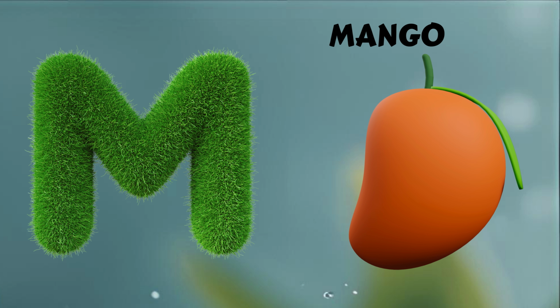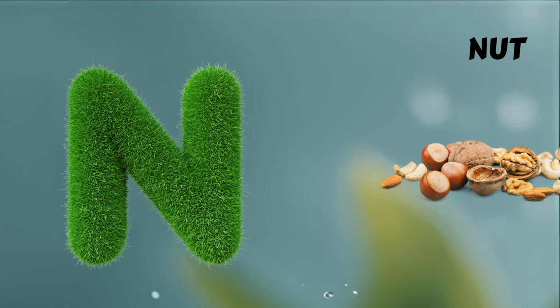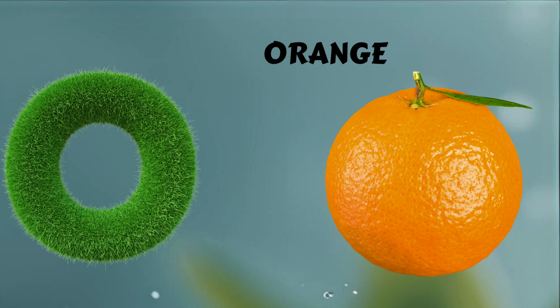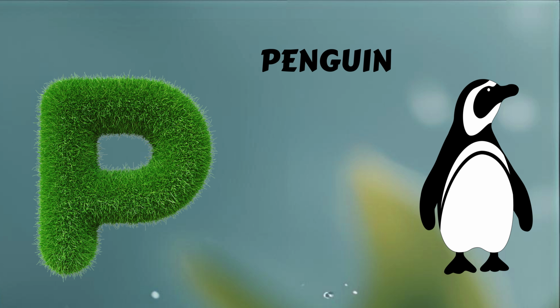M. M is for mango. N. N is for nut. O. O is for orange. P. P is for penguin.